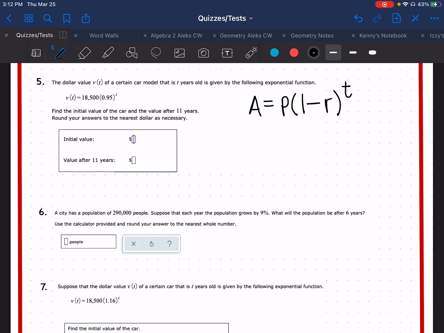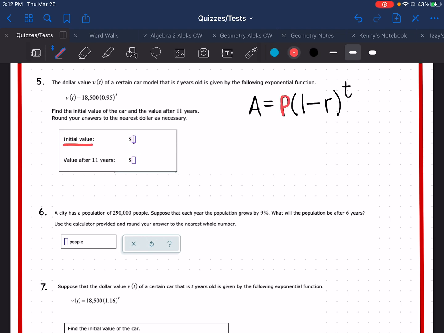And I'm not even reading the question, but it is talking about the dollar value of a certain car model, and those do tend to decrease. So I need to find the initial amount of the car. So the initial amount, remember, is P. The initial amount is P.